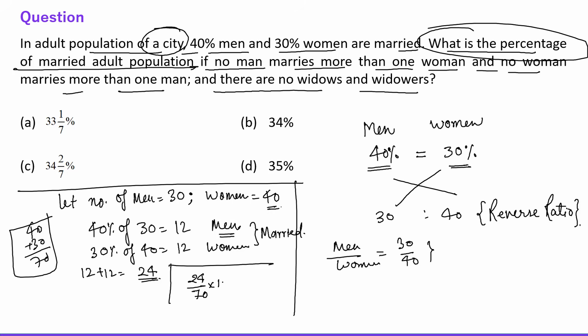So we need to find the percentage. 24 is what percentage of 70? That we need to find. So this is 240 divided by 7. So 210 is completely divided by 7, which is 30. And then we have 30 as remainder. So 34 2 by 7 will be the answer. Here C option is the correct choice.